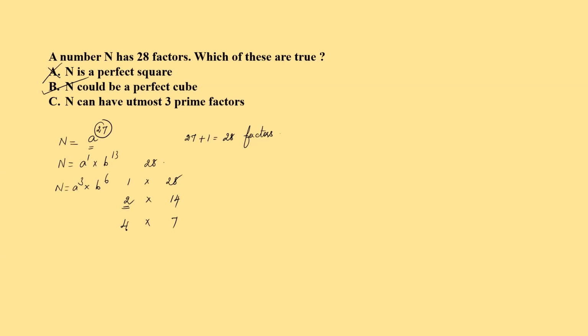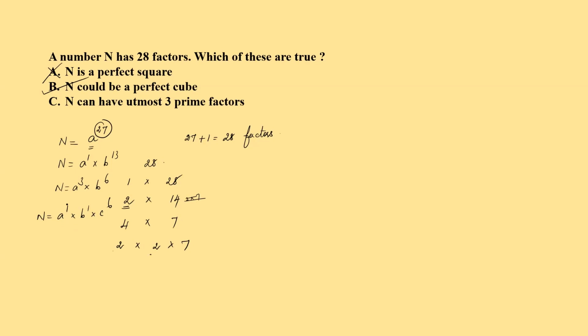Now, is this the only way that I can split it up? I can also split it as 2 into 2 into 7. Now, if I put this as 2 into 2 into 7, you will get the same thing, which means n could be in the format a power 1 into b power 1 into c power 6. Got it? So a power 1 will have 2 factors, b power 1 will have 2 factors, and c power 6 will have 7 factors. So the total number of factors of this n will be 2 into 2 into 7, which is 28 factors.